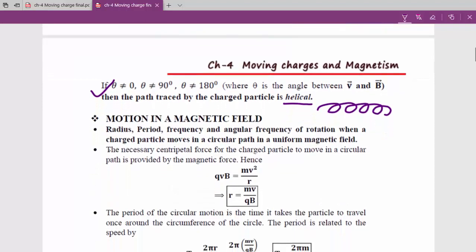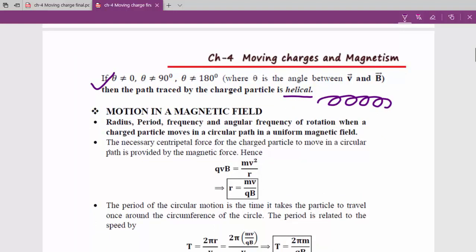Okay. Now, the next part is motion in a magnetic field. If a charged particle enters perpendicular to the magnetic field, as I told, it experiences the maximum force and it describes a circular path. Then the radius of the circular path formula is, see here, R equal to mv by qB. So what is this R? It is the radius of the circular path described by the charged particle. Now how we got this formula? By using the maximum force experienced and the centripetal force.